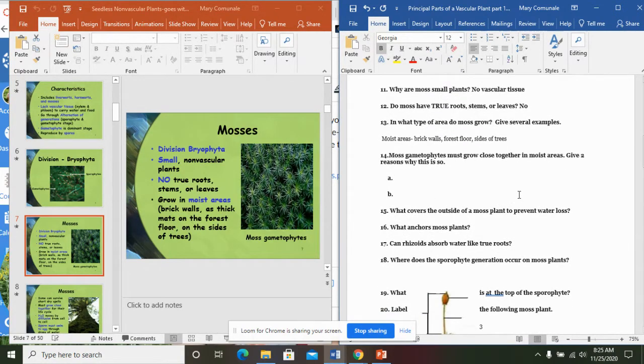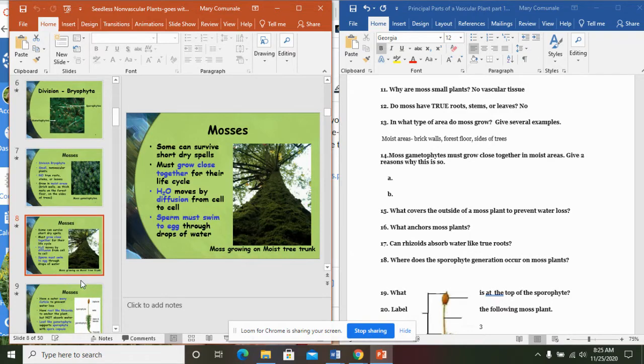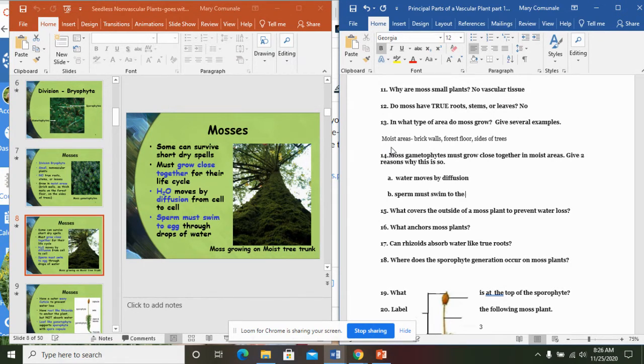The moss gametophytes must grow close together in moist areas. Give 2 reasons why. So you probably know this answer already because we talked about it when you did your web quests last week. But if you don't remember, they need to go close together because water moves by diffusion from cell to cell. And also the sperm must swim to the egg.